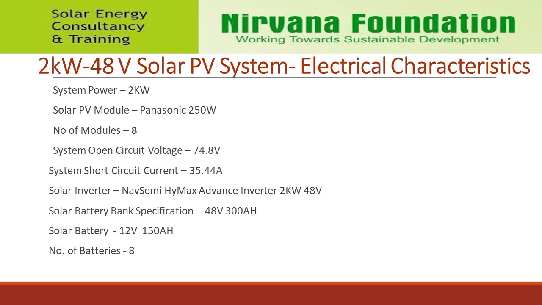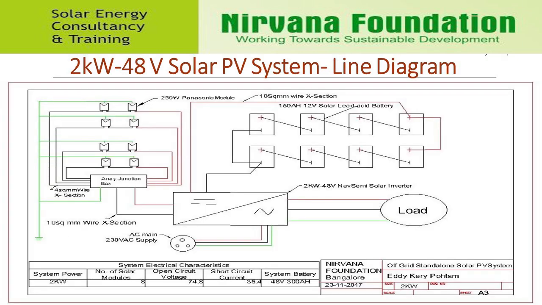Electrical characteristics. Total 8 modules of Panasonic 250 watt panel are required. 8 batteries and an inverter of 2 kW. 48 volt is chosen. Layout shows line diagram of 2 kW, 48 volts, standalone solar PV system. We can see in the left corner 4 strings in which each string consists of 2 panels connected in series. And the output of the strings are connected to the inverter through array junction box. 8 batteries connected to get 48 volts output.